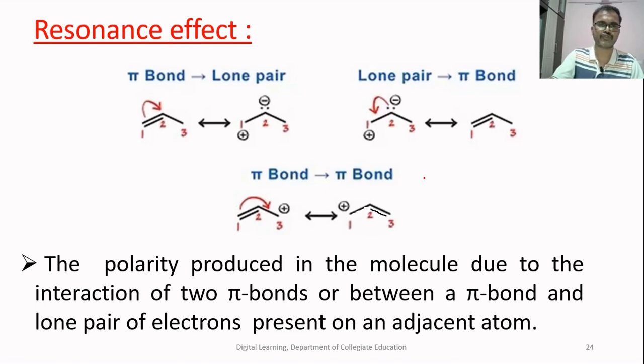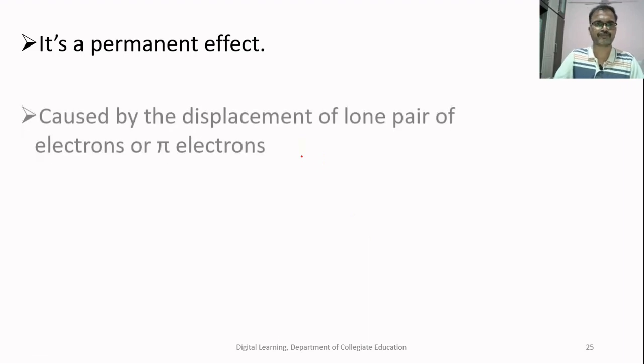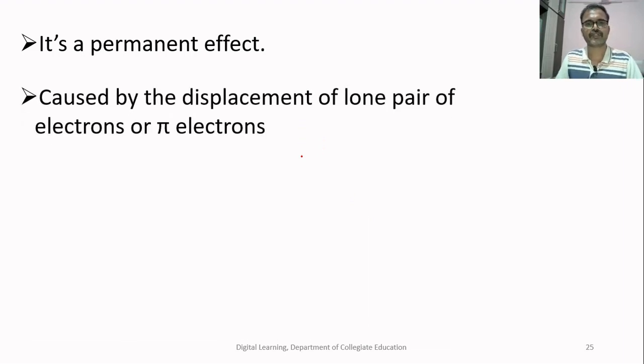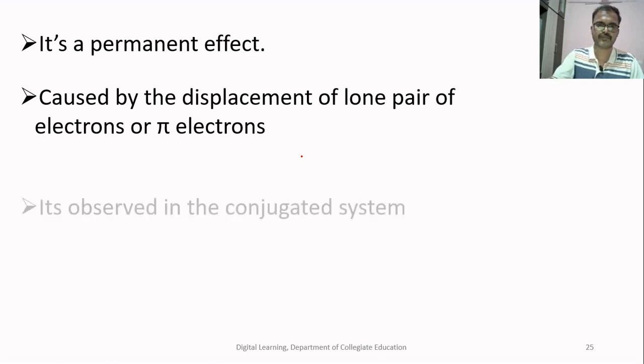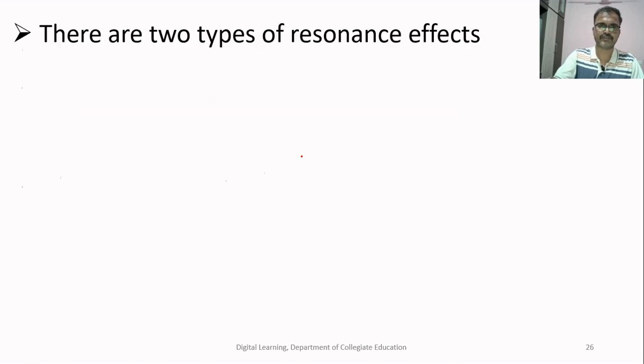The main points to be remembered in the case of resonance effect are: it is a permanent effect, it is caused by the displacement of lone pair of electrons or pi electrons, and the most important one, it is observed in conjugated systems. Then there are two types of resonance effect. One is the positive resonance effect and the other is the negative resonance effect.